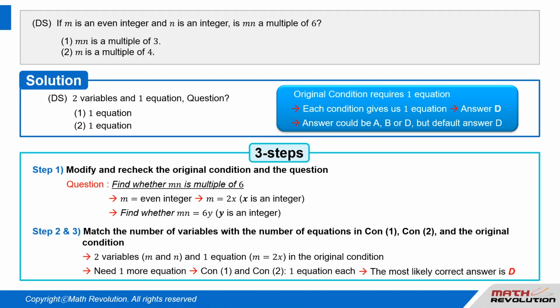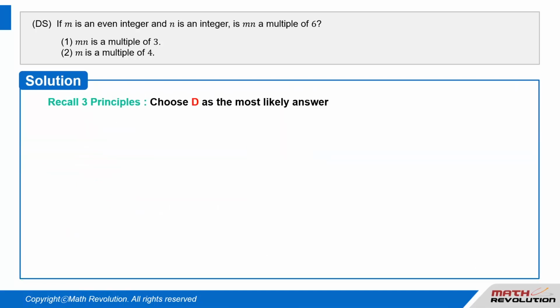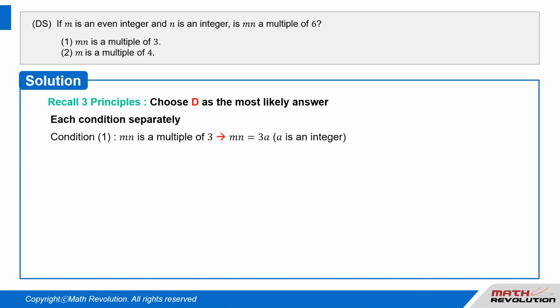From the original condition, we have 2 variables, m and n, and 1 equation, m equals 2 times x, which equals even. To match the number of variables with the number of equations, we need 1 more equation. Since conditions 1 and 2 will provide 1 equation each, D would most likely be the answer. Recall 3 principles and choose D as the most likely answer. Let's take a look at each condition.